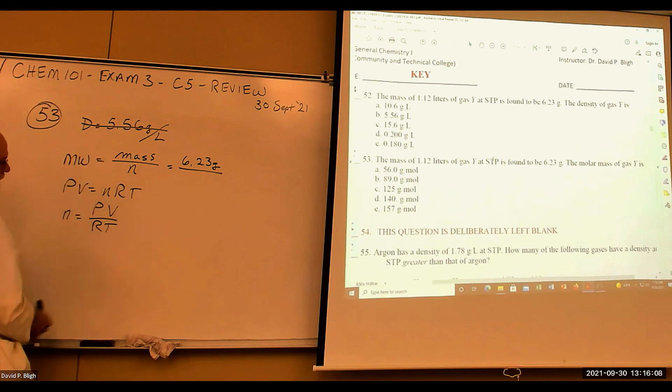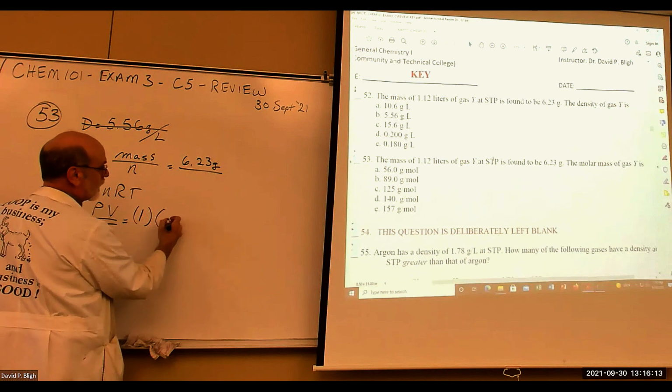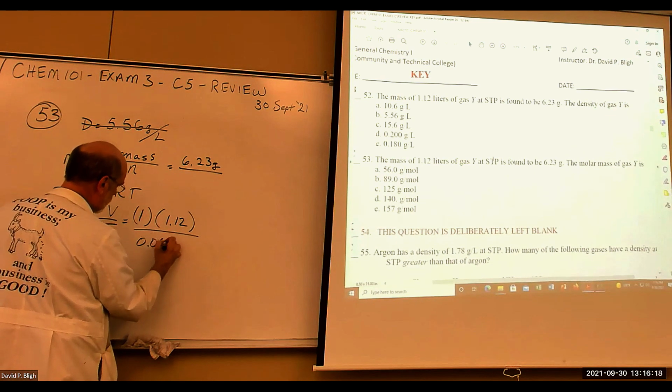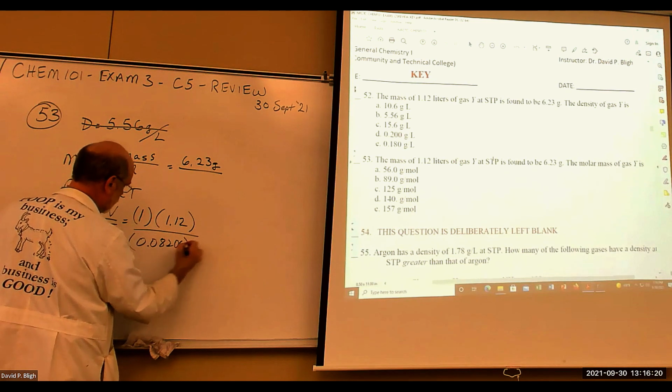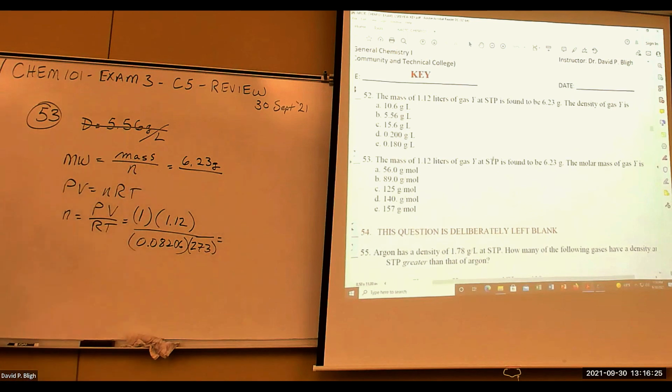And since I'm already started, I might as well finish it that way too. So pressure is 1 atmosphere. Volume is 1.12 liters, 0.08206, and then temperature is 273. So the number of moles is going to be 1.12 by 0.08206 by 273. Okay, rounded off, 5.00 times 10 to the minus 2.